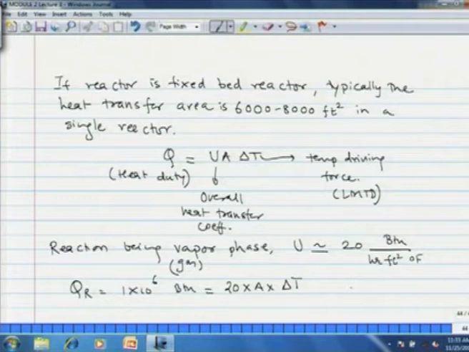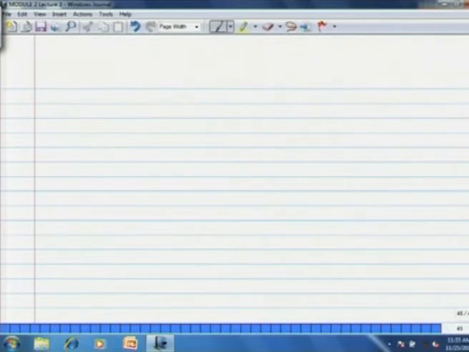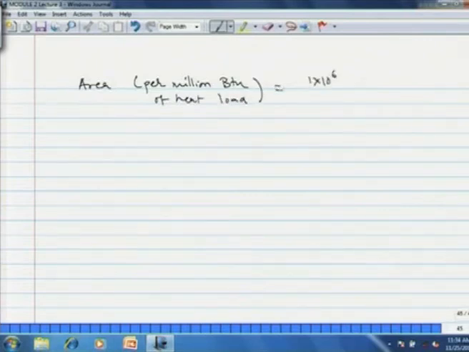Now, let us assume that we have a sufficiently high delta T of about 50 degrees Fahrenheit. Okay. This would be the case when we have, as I just said, a condensing vapor in the shell and gas flow, or vapor flow, in the tubes. This is typically the delta T that we are likely to achieve. Then the area that is required, area per million BTU of heat load, will be 1 into 10 to power 6 divided by 20 into 50, that is 1000 feet square.